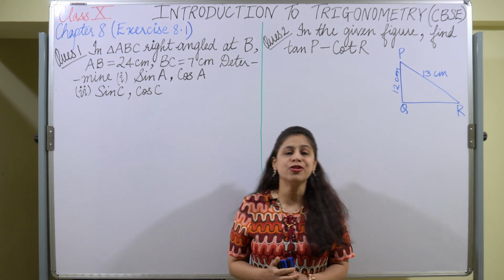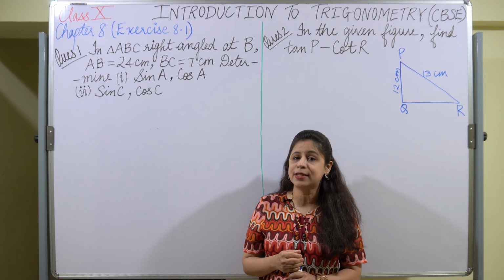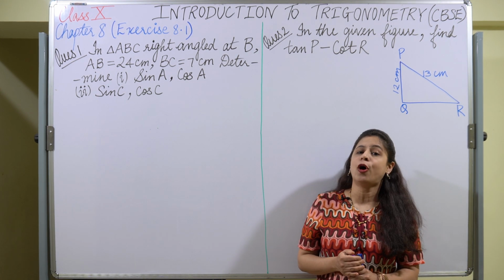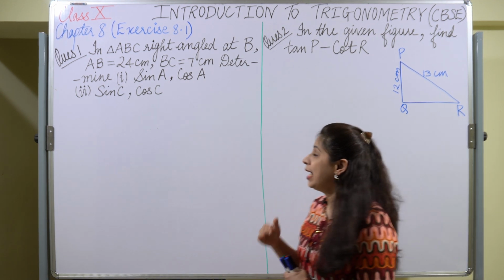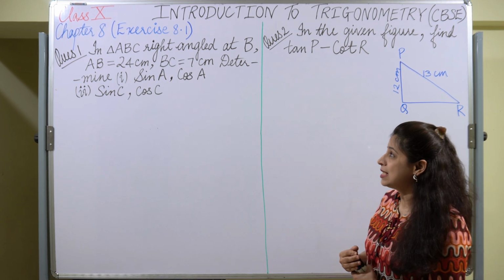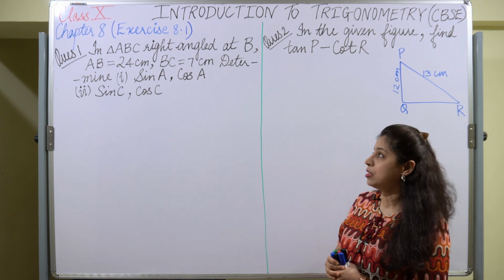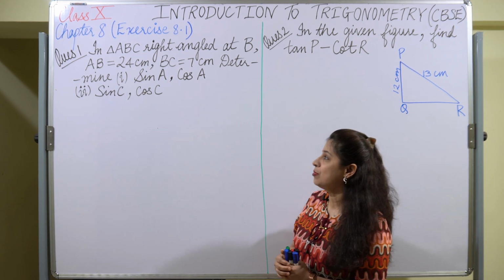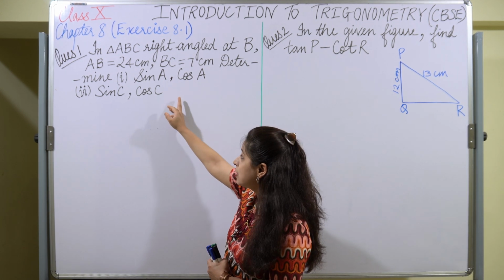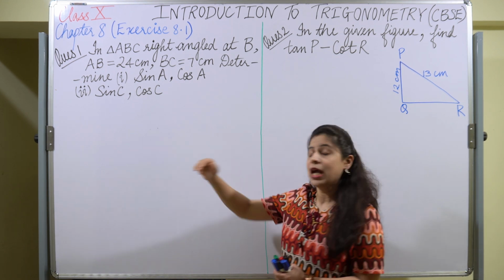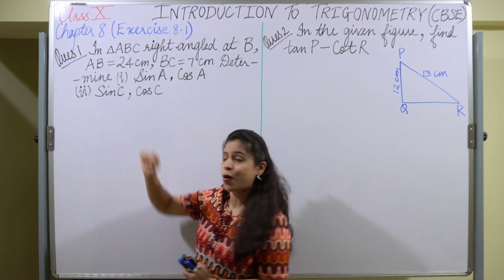So let us start with question number 1 and 2 of exercise 8.1, chapter 8, Introduction to Trigonometry, of Class 10 CBSE NCERT. Question number 1 says: in triangle ABC right angled at B, AB is equal to 24 centimeter, BC is equal to 7 centimeter. Determine the values of: in the first part we are asked to find sin A and cos A, and in the second part we are asked to find the values of sin C and cos C.